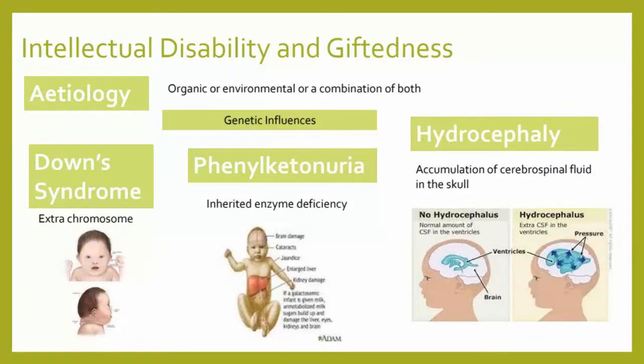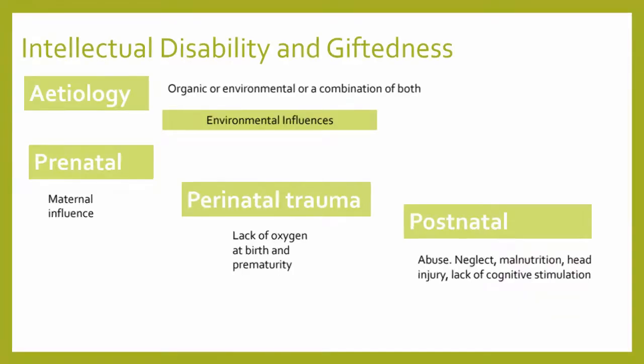Down syndrome is an intellectual disability from an extra chromosome. And please excuse me because this word I struggle to pronounce. Let's say phenylketonuria, which is an inherited enzyme deficiency which can cause brain damage. And you also have hydrocephaly, which is where there's an accumulation of cerebrospinal fluid in the skull, which causes compression of the brain, basically in the brain ventricles. So those are genetic things that can cause intellectual disability in children.